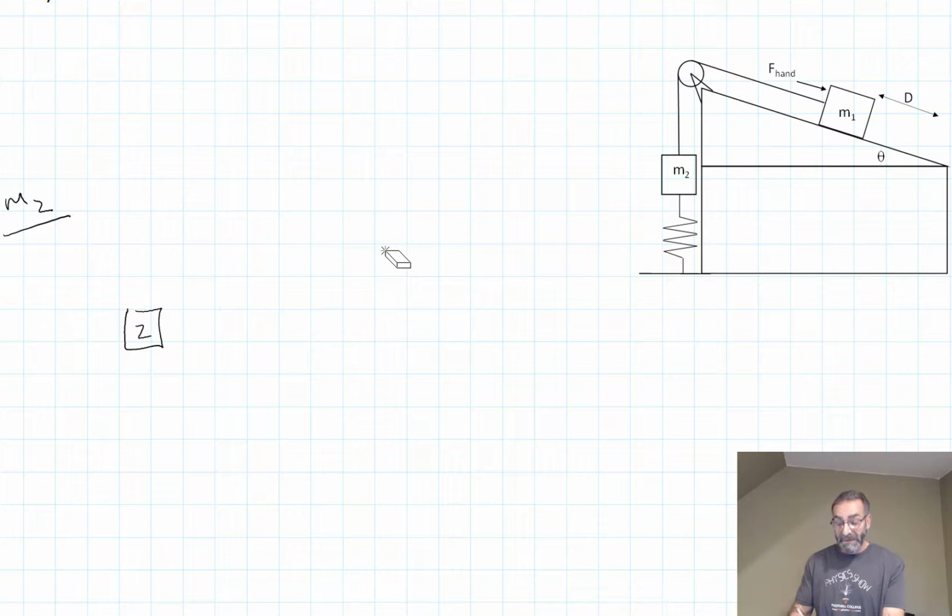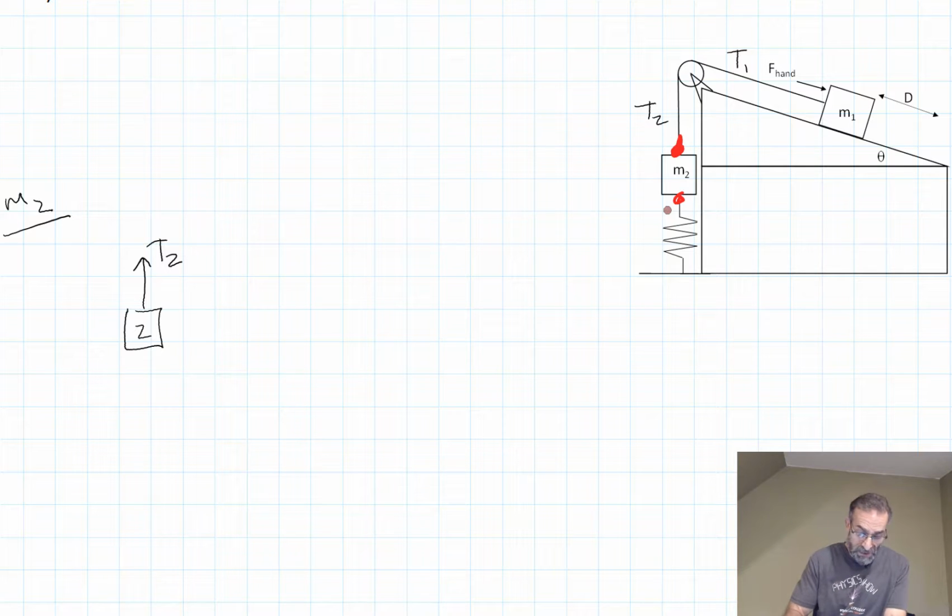Let's start with box 2. I always ask, what's touching box 2? Well, we have a string touching it right here. So we're going to have tension, and we're calling that T2. The rope attached to box 2, T2, and the rope attached to box 1, we're calling that T1. So we've got T2 pulling up. What else is touching it? The spring is touching it. And in this case, M2 is above the equilibrium position of the spring. So the spring is stretched, which means it's pulling down on M2. That's everything that's touching M2.